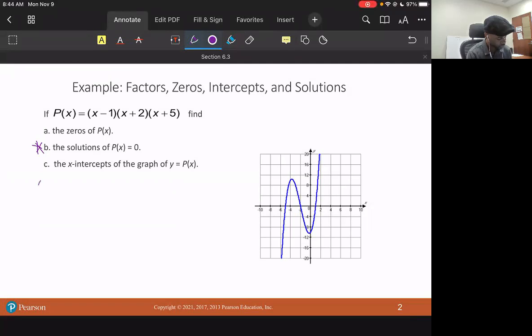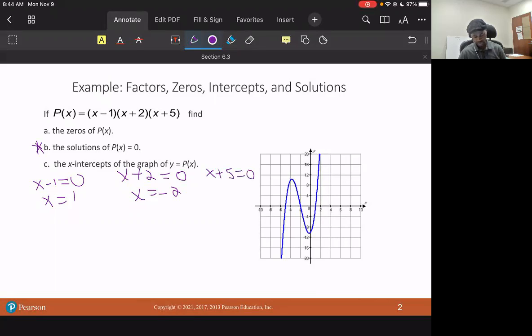First thing we're going to do, we're going to take this x minus 1, set it equal to 0. We're going to solve that, and we get x equals 1. Take the next factor, x plus 2 equals 0. We're going to get x equals negative 2. And then this third one, x plus 5 equals 0, and we get x equals negative 5. Those are your zeros.